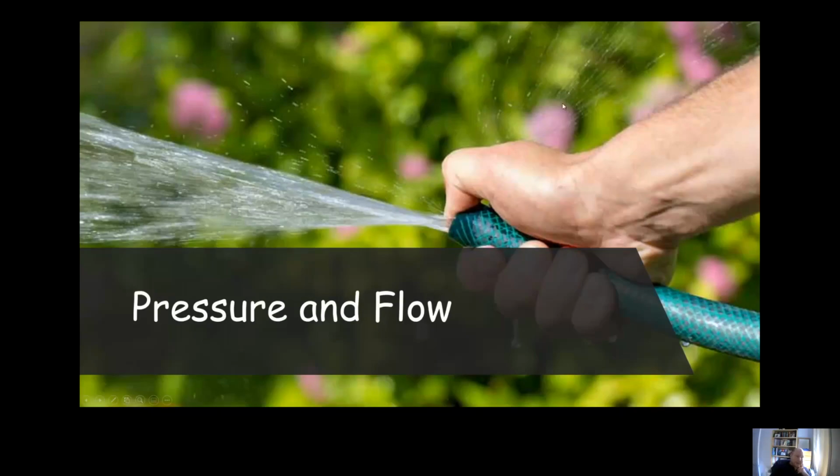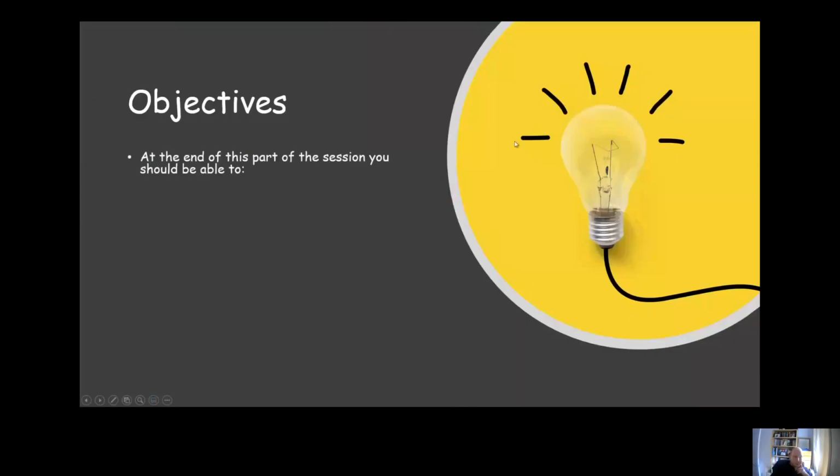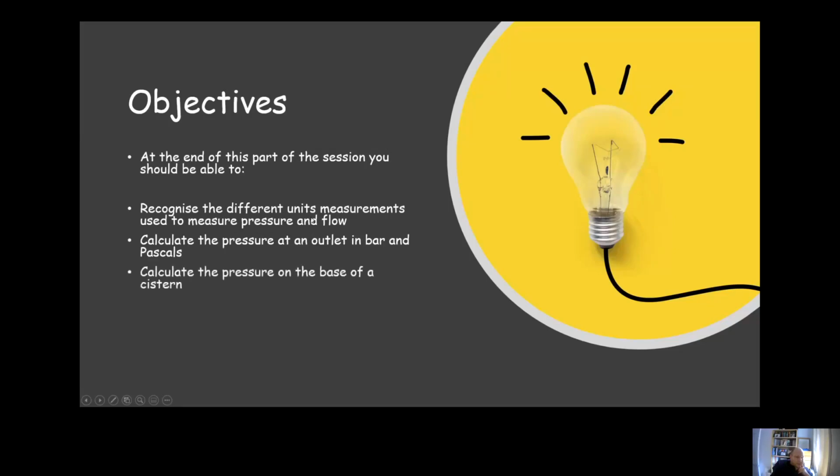Now we're going to look at pressure and flow. So the key objectives for this session: I want you all to be able to, at the end of this part of the session, recognise the different units of measurement used to measure pressure and flow, calculate the pressure at an outlet in bar and in pascals, and calculate the pressure at the base of a cistern. I also want you to be able to describe the relationship between pipework, fittings and flow.